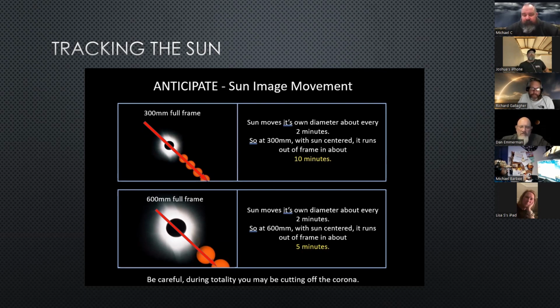So at 600, it says you might be cutting off the corona. Yes, yeah. During the totality part, if we go back to that previous graphic we had towards the beginning, where we were talking about the focal length. Right. Yeah, 600. And that's going to be those outermost parts of the corona. So it depends on how much of the corona you're wanting to capture. And the further out you go, the darker it is and the longer you have to leave your shutter speed open.